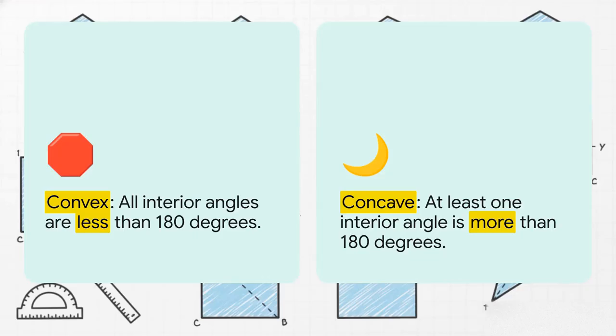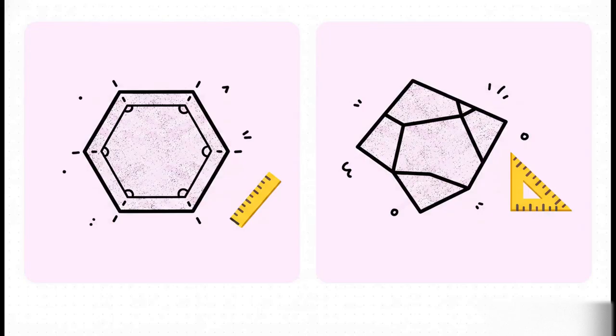Now, we categorize these shapes based on their visual structure. We've got convex and concave polygons. In a convex polygon, all the interior angles are strictly less than 180 degrees. It looks pushed outward. But a concave polygon has at least one interior angle that's more than 180 degrees. The best way to remember it? Just look at the word concave. It literally has a cave shape pointing inward. It's caved in.